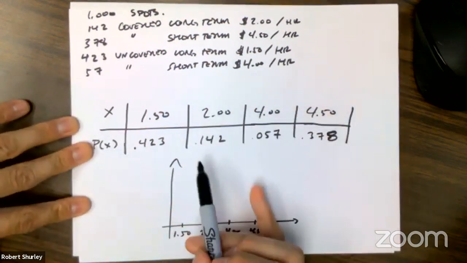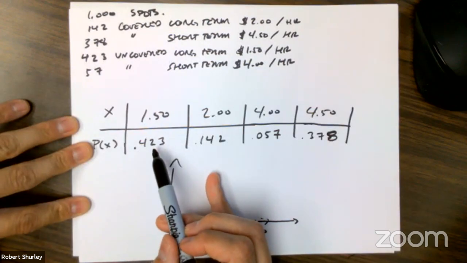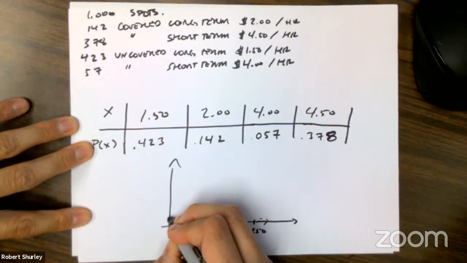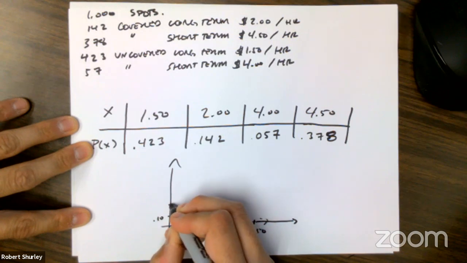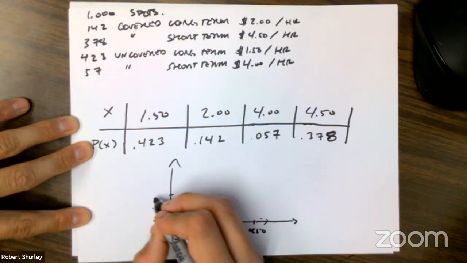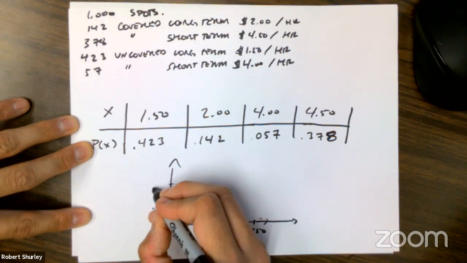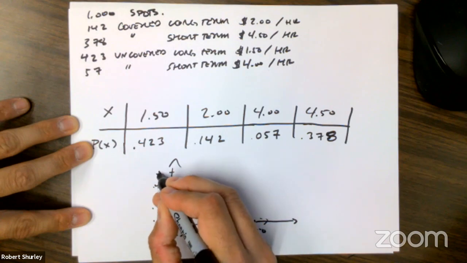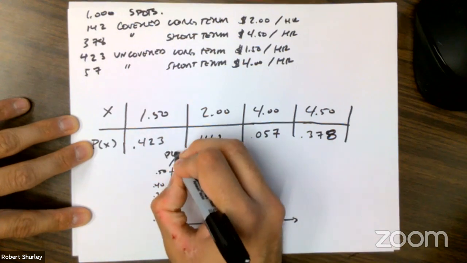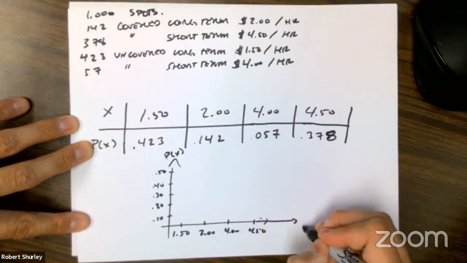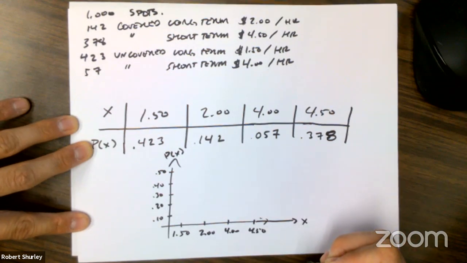So our highest probability was 0.42. So I'm going to go up by 0.10. So 0.10, 0.20, 0.30, 0.40, and 0.50. Okay. So this is our probability of occurring. This is the actual X value, right?